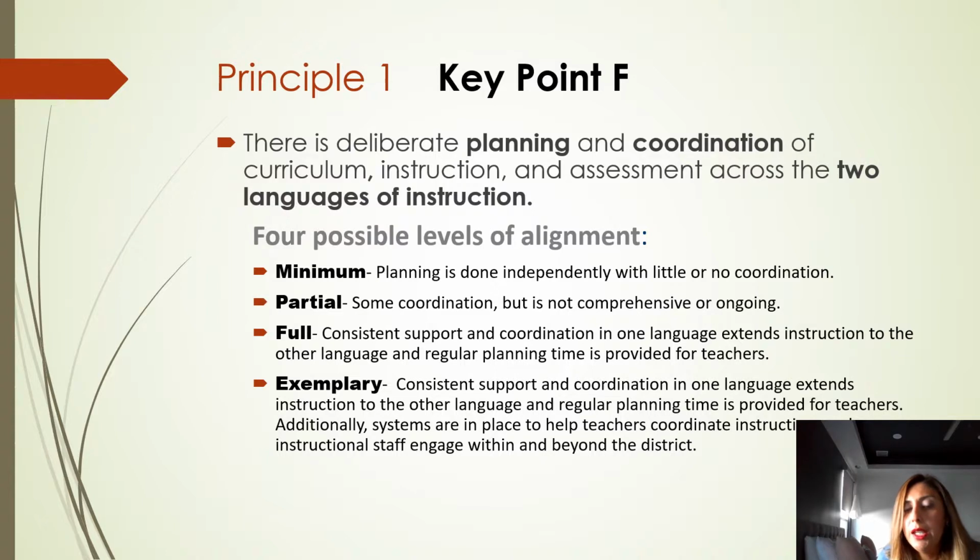Principle 1, Key Point F refers to deliberate planning and coordination of the curriculum, instruction, and assessment across the two languages of instruction. There are four possible levels of alignment again. For minimal, the planning is done independently and there's little to no coordination. Partial means that there's some coordination, but it's not comprehensive or ongoing. At full, consistent support and coordination in one language extends instruction to the other language. In regular planning, time is provided for teachers.